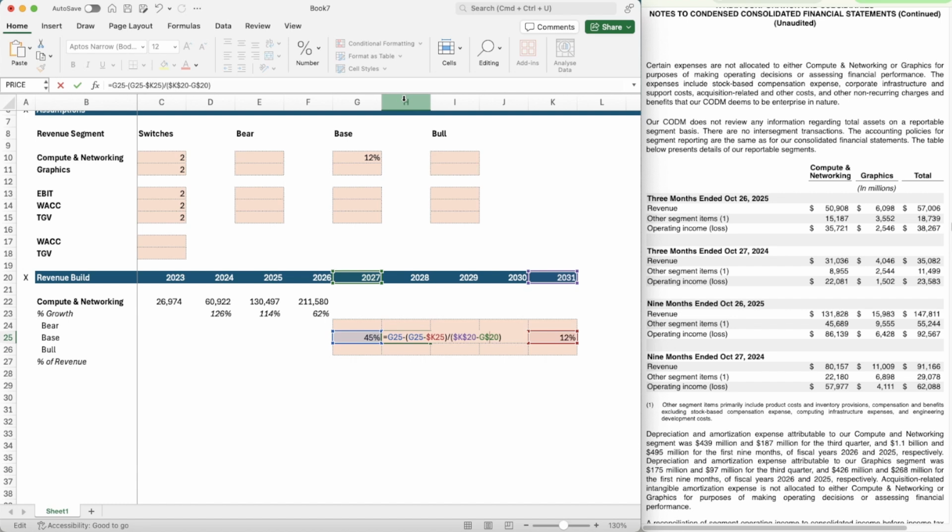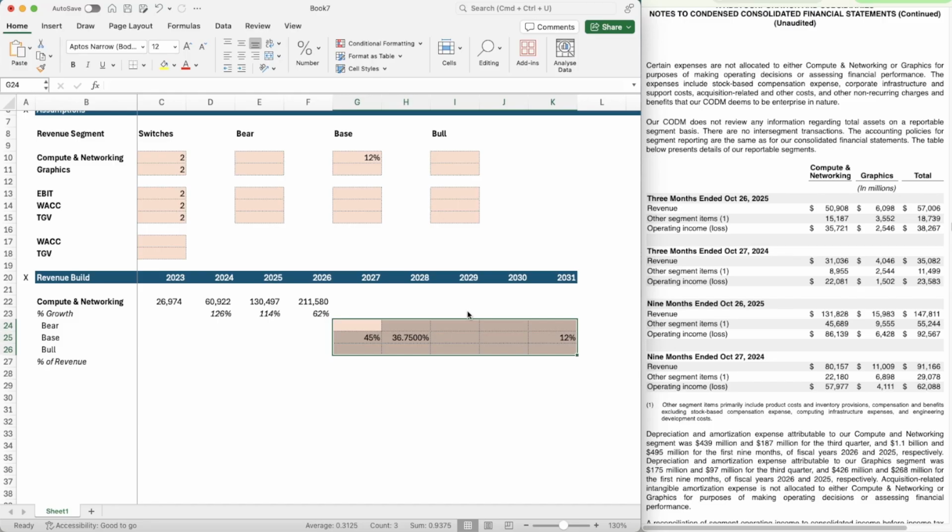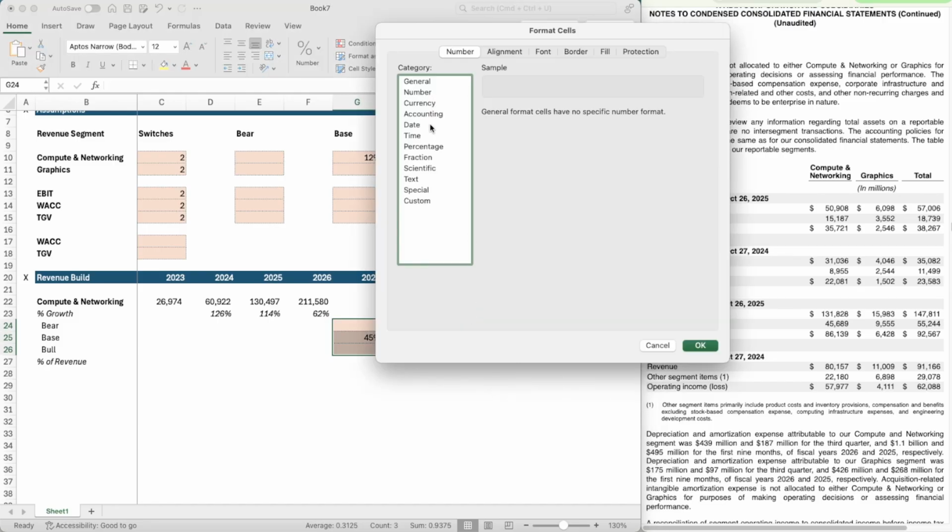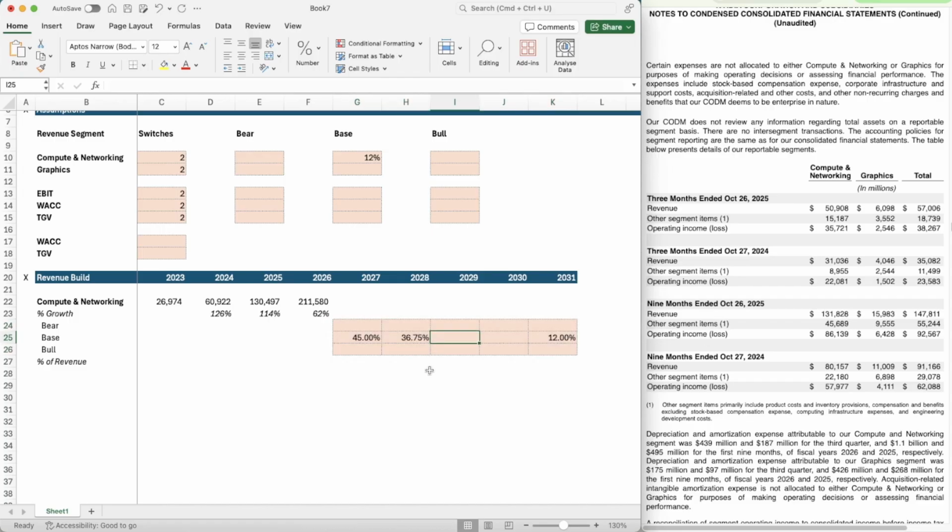Percentage, keep it at 2 decimal places. And now you just go Control copy and then paste. So for the next few years, this is what we anticipate as the revenue growth rates for Nvidia. This is the baseline, this will be the bear, and this will be the bull.